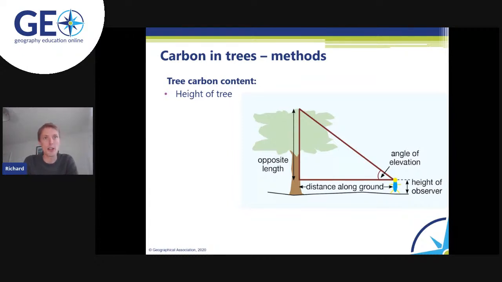You need to make yourself a nice little triangle, basically. Using a clinometer, which I'll mention in a second, you can measure the angle to the top of the tree from where you're standing. If you know how far away you are from the tree, you can then calculate the height, or the opposite length of your triangle. You also need to know how tall you are, for the height from which you measure your angle. That can be really simply done. All you need to do is go out into the field with a clinometer and a tape measure, and then you can collect loads of data that allows you to work out the amount of carbon in your tree.